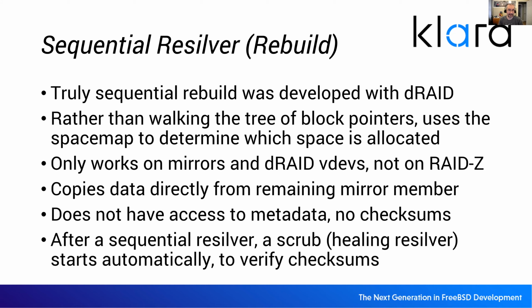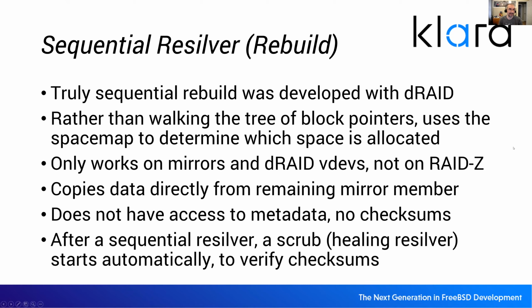Whereas if we had done just the slower healing resilver, that might take days instead of hours, then if the first disk failed, now we've lost both halves of the mirror and the data is gone. So this sequential resilver allows us to get back to relative safety very, very quickly, and then go through and verify all the checksums. So that helps you get back to having an acceptable level of redundancy much more quickly, and then we can go back and double check that all the data is right.